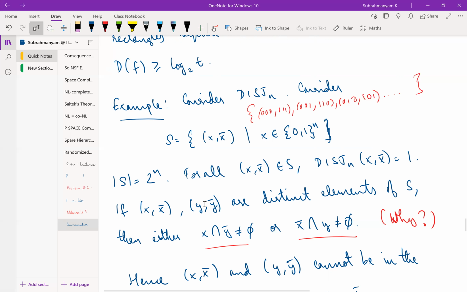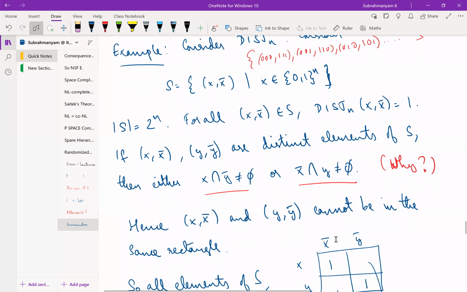So either x contains an element that is not there in y, or y contains an element that is not there in x. So if x contains an element that is not there in y, then this will not be empty. Otherwise, this will not be empty. So just think about it, and you will understand why one pair will not be disjoint.